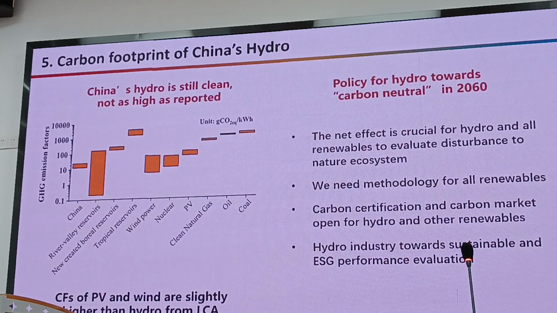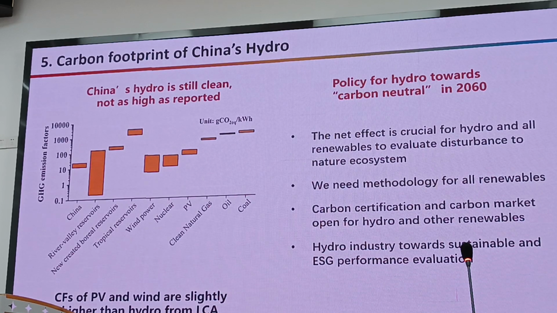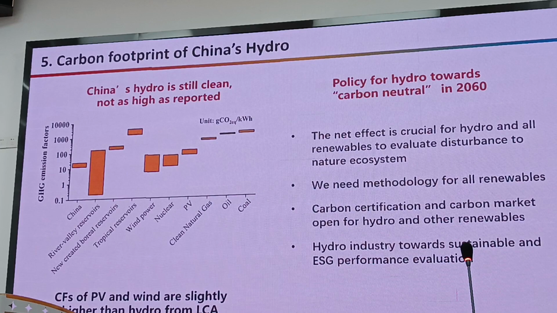If you compare it to others, like coal, it's over 1,000 grams of carbon dioxide equivalent per kilowatt hour. For oil, it's around 1,000. For clean natural gas, it's around 800 to 900. And for PV, because of the production and also the decommission phase, it's around 50. For nuclear and also for wind power, China's hydro is very close to wind power, because wind power has a life cycle of only 20 years. They have to replace and reuse other kinds of human products, which causes life cycle carbon footprint.